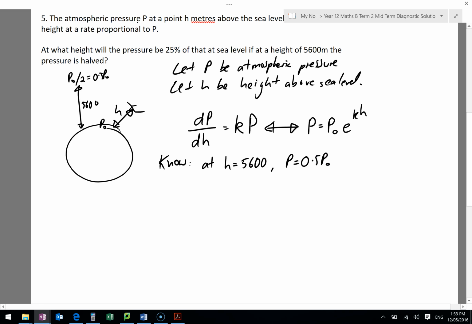If you don't know what P0 is and you're not comfortable with it, you can just assume P0 is 5 or some number. I'll show you why it doesn't matter. So I know at that height P equals 0.5 P0. And I need to find H. I need to find the height when the pressure equals 0.25 P0.